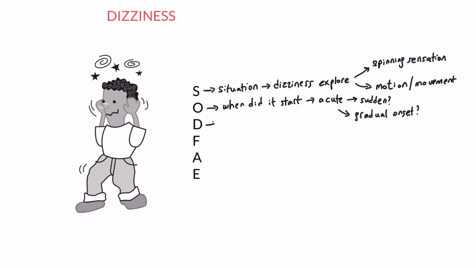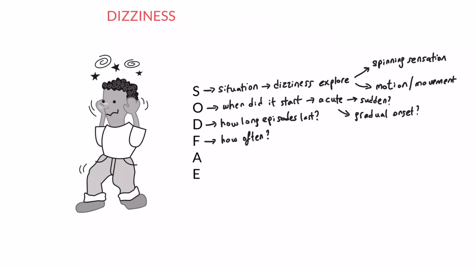D for duration. So how long do the episodes last? It's quite important to know how long they last, so you can have an idea of what is going on. F for frequency. How often are they getting these symptoms of dizziness?